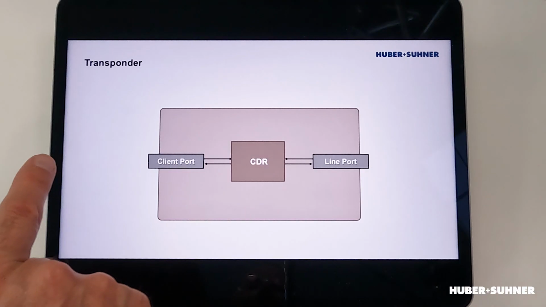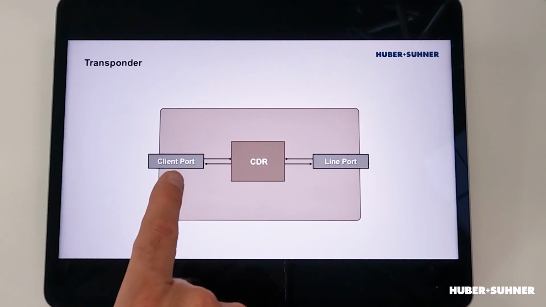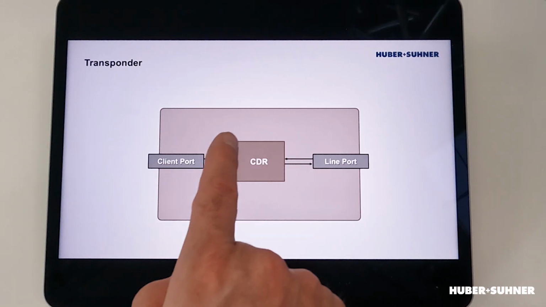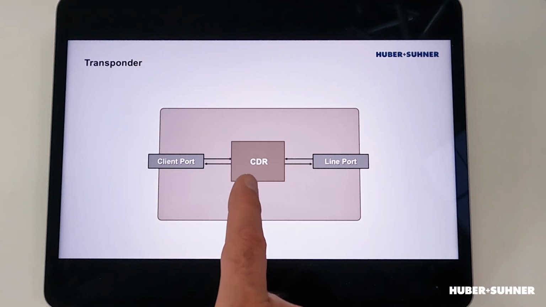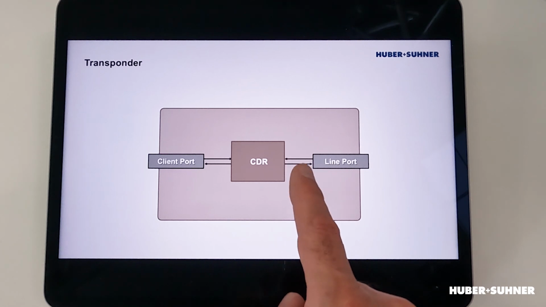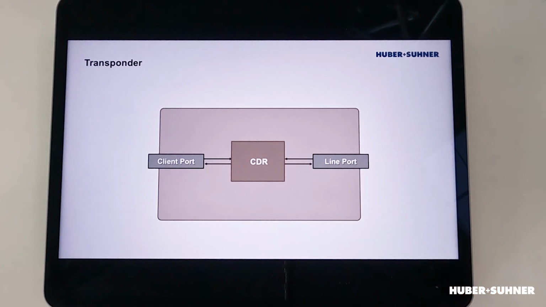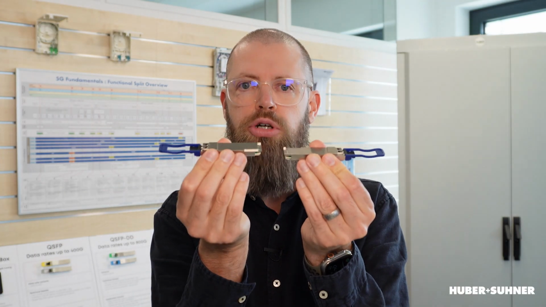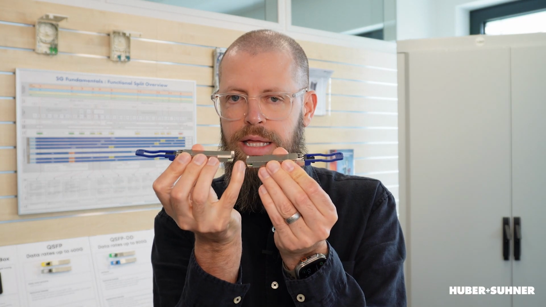What we've got here is the optical signal coming in at the client port. Here it is converted to an electrical signal. It goes through a clock data recovery chip, and then on the other side it is converted from electrical to optical. This optical to electrical and electrical to optical conversion is done with transceivers. So we could also say that a transponder basically is just connecting two transceivers back to back with a clock data recovery chip in the middle.